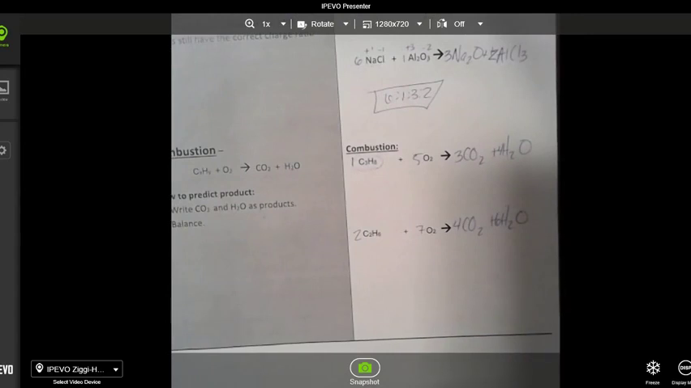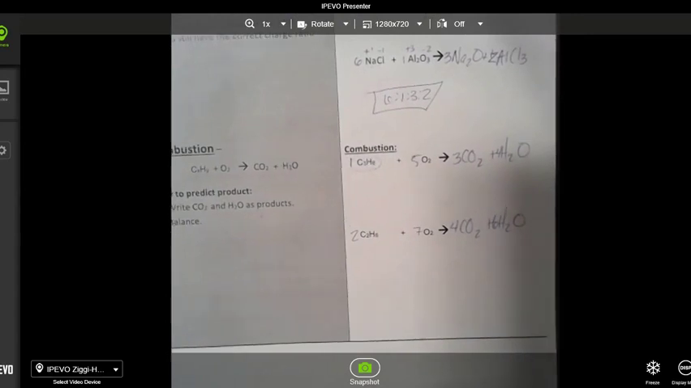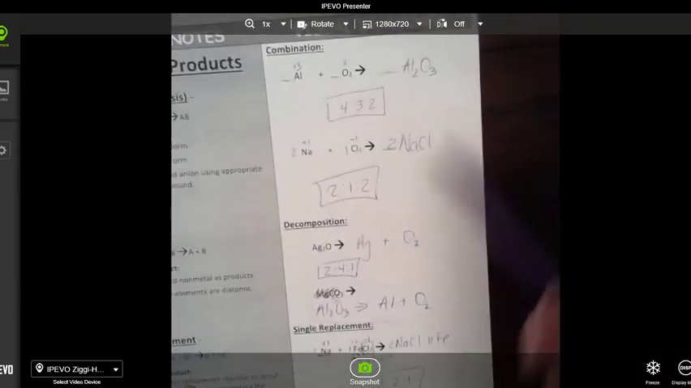All right, so some of the practice problems are going to be single replacement, some are going to be double replacement, some are going to be combustion, combination, decomposition. So you have to identify what they are, write their products, and then balance them.